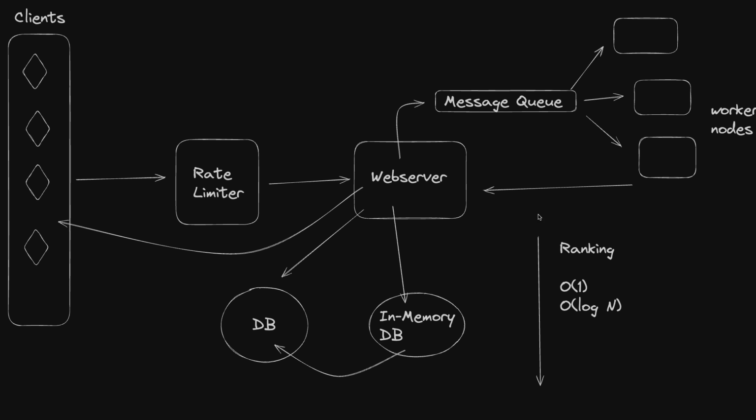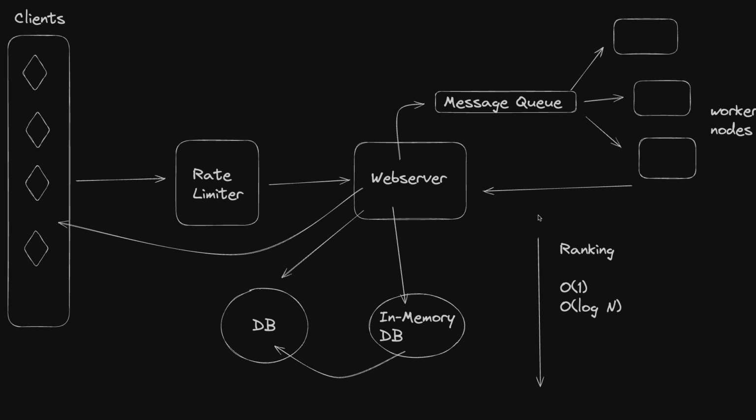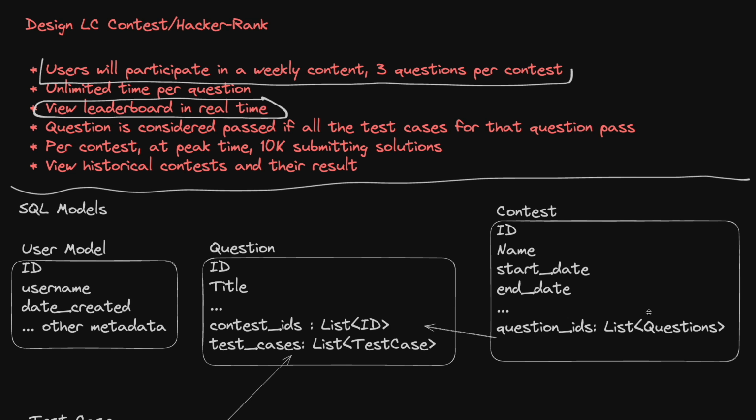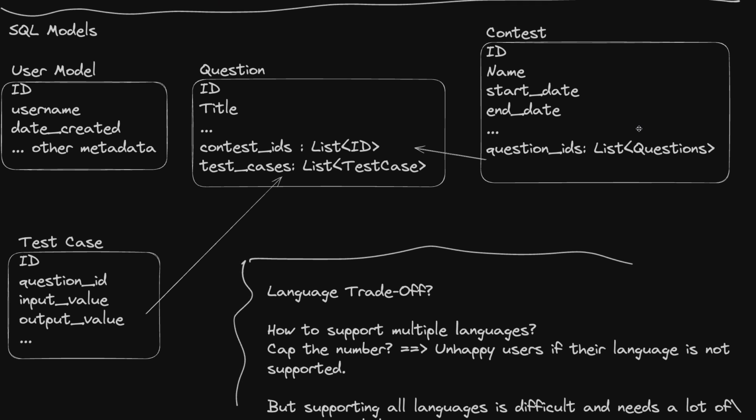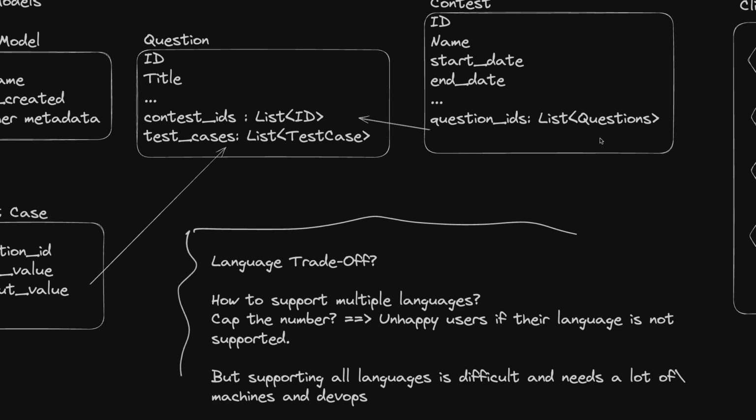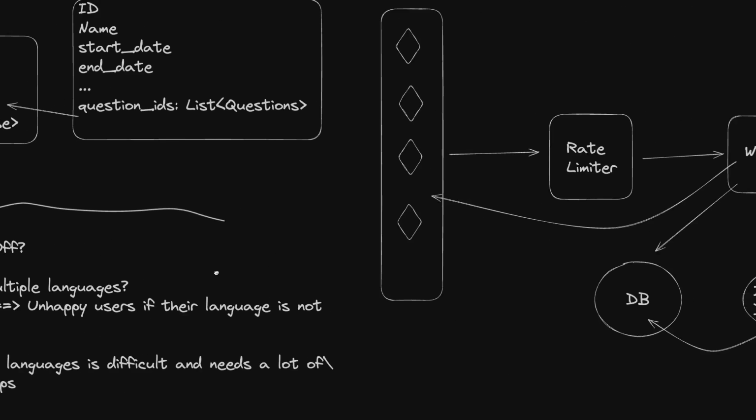From here, let's just recap. We went over the high level of our question. We talked about the SQL models we want to see. We also talked about a potential trade-off here, which is how do we want to handle the language trade-off, whether we want to support that many languages, and some trade-offs associated with that.